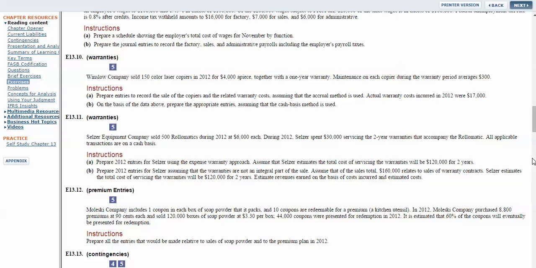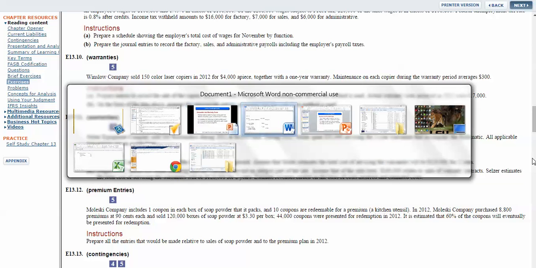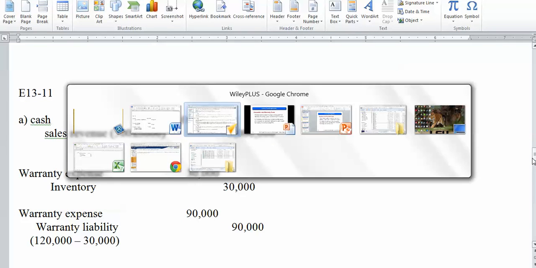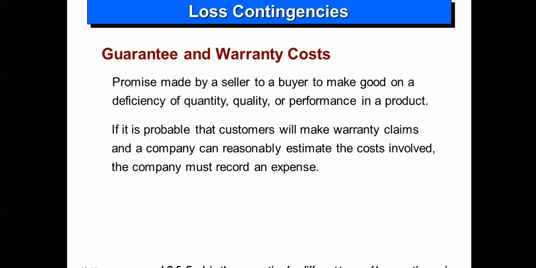Alright, so we're going to look at exercise 13.11, which is related to warranties. Let's go ahead and look at warranties in general. When a business sells a warranty, they're backing something up, so they're getting cash in advance for something that they haven't earned yet. So we need to know how to account for this.